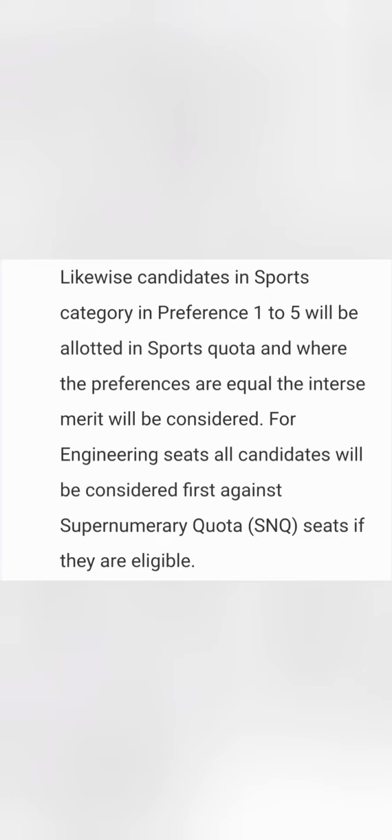And if they are students from SNQ quota, then first they will be checked against SNQ quota. That means their income should be less than 6 lakhs. If their parents' income is less than 6 lakhs, they will be provided at the lower fees of SNQ. And if they are not getting SNQ seats, then they will be provided with the sports quota.